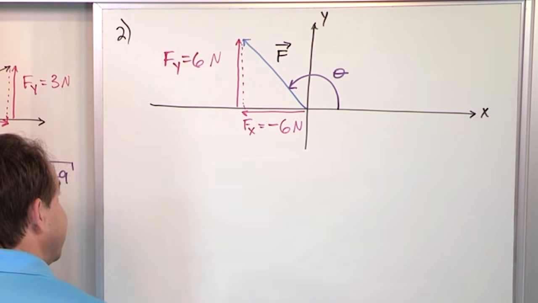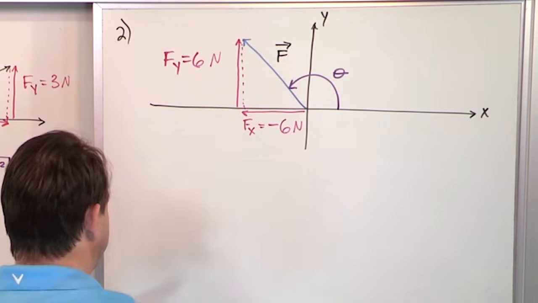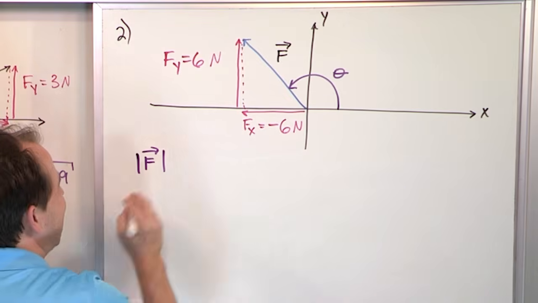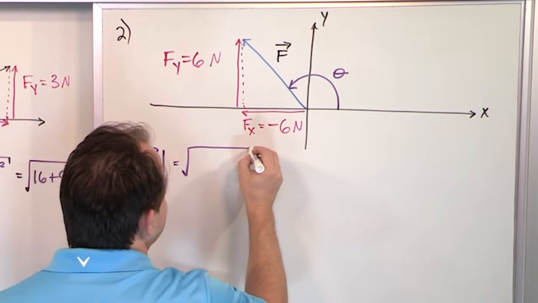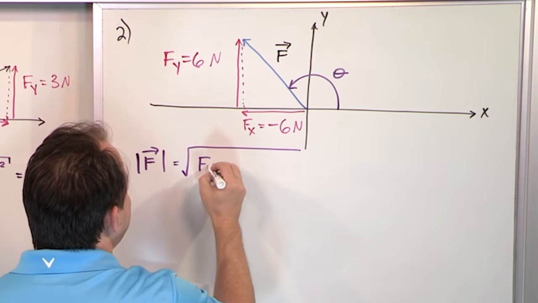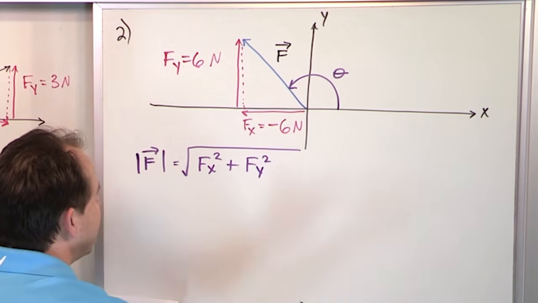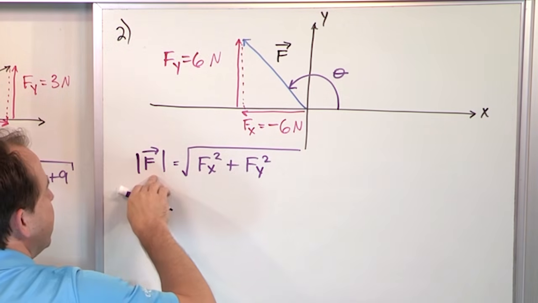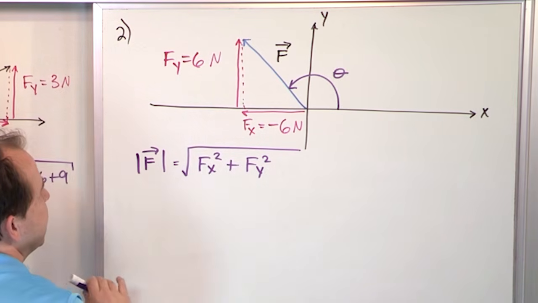Now, what we want to do is figure out what the magnitude of this vector is and what this angle is. And to find the magnitude, we do the exact same calculation as last time. It's going to be the Pythagorean theorem, which means we take the square root of the x component squared plus the y component squared. Why did we do that? Because this forms a right triangle. This is the hypotenuse. So this squared is equal to this squared plus this squared. We take the square root of both sides to find this guy.